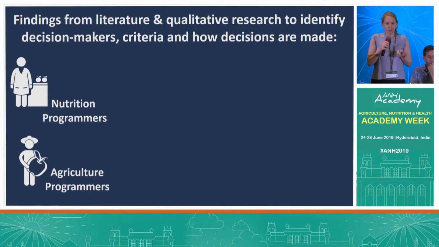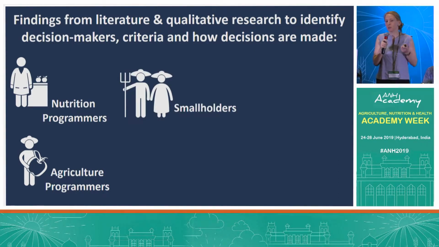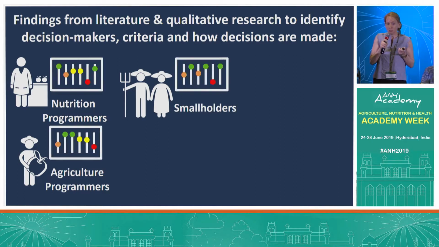So we really worked out that the main decision makers are nutrition programmers and agriculture programmers, but smallholders are also often decision makers themselves. There are a lot of participatory processes that are valued here. Now, there are a lot of criteria that are really relevant for these sorts of decisions.